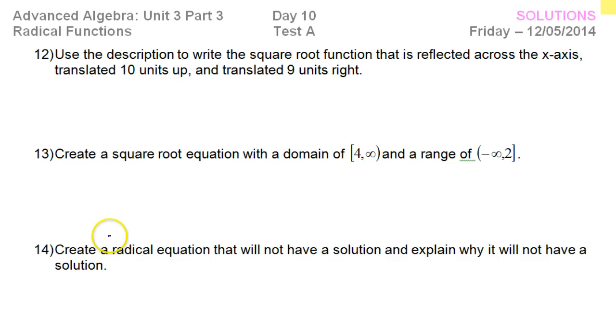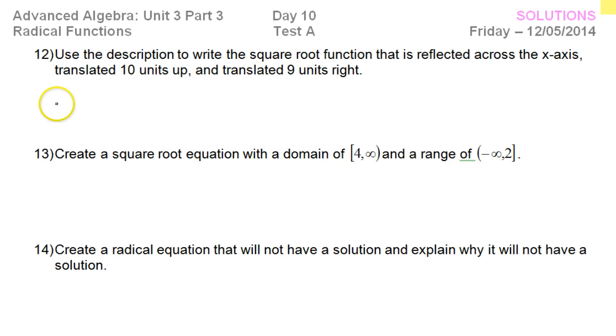Alright, this is the third and final part of our test on radical functions. In this video we will focus on transformations of radical functions and how those transformations appear in the functions. So looking at number 12, we're supposed to use the description to write the square root function that is reflected across the x-axis, translated 10 units up and 9 units to the right.